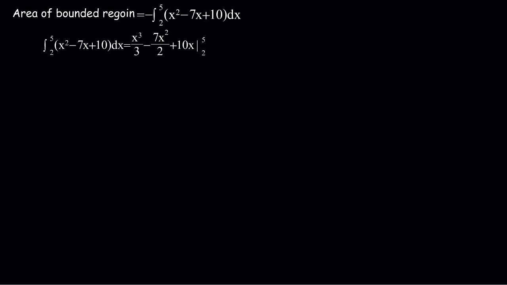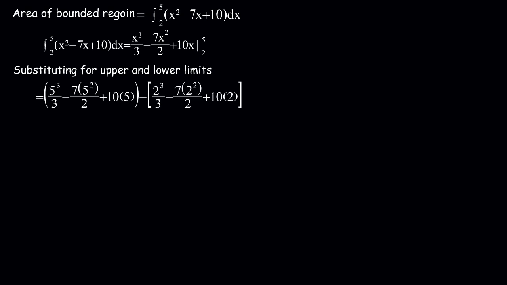So therefore, integrating the integral of s squared minus 7s plus 10 ds, our upper limit being 5 and 2, it will be equal to s cubed divided by 3 minus 7s squared divided by 2 plus 10s, with our upper limit being 5 and 2. Now, substituting for upper and lower limit, it will be equal to, in bracket, 5 cubed divided by 3 minus 7 in bracket 5 squared divided by 2 plus 10 in bracket 5, minus, in bracket, 2 cubed divided by 3 minus 7 in bracket 2 squared divided by 2 plus 10 in bracket 2.